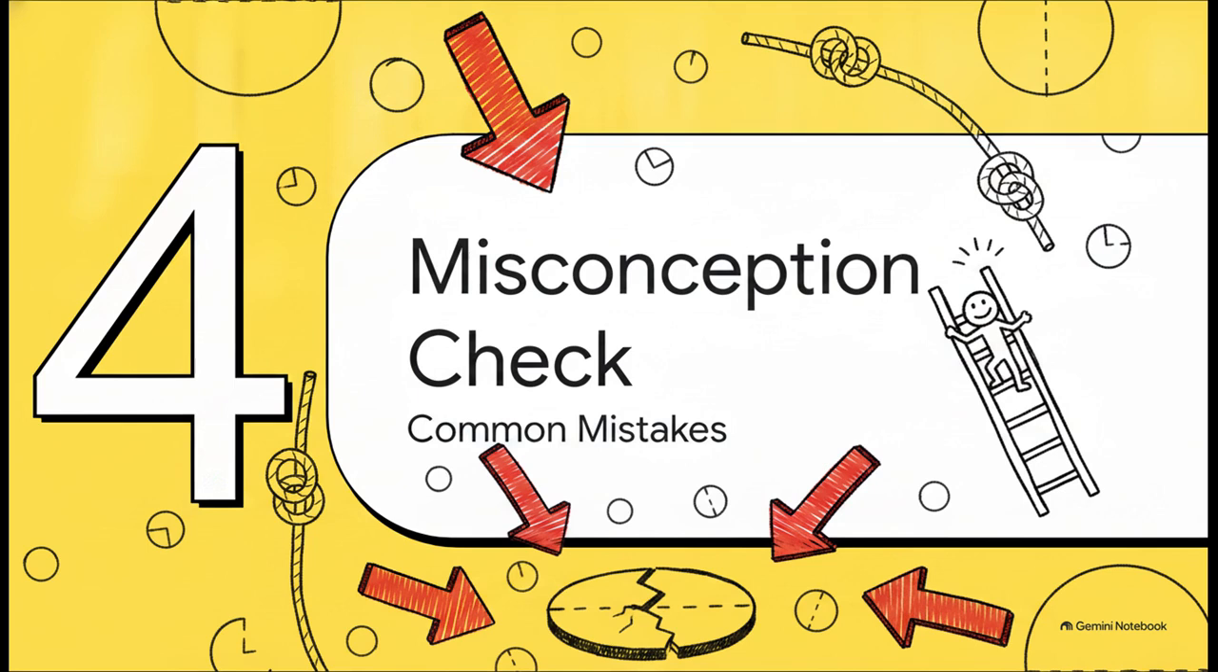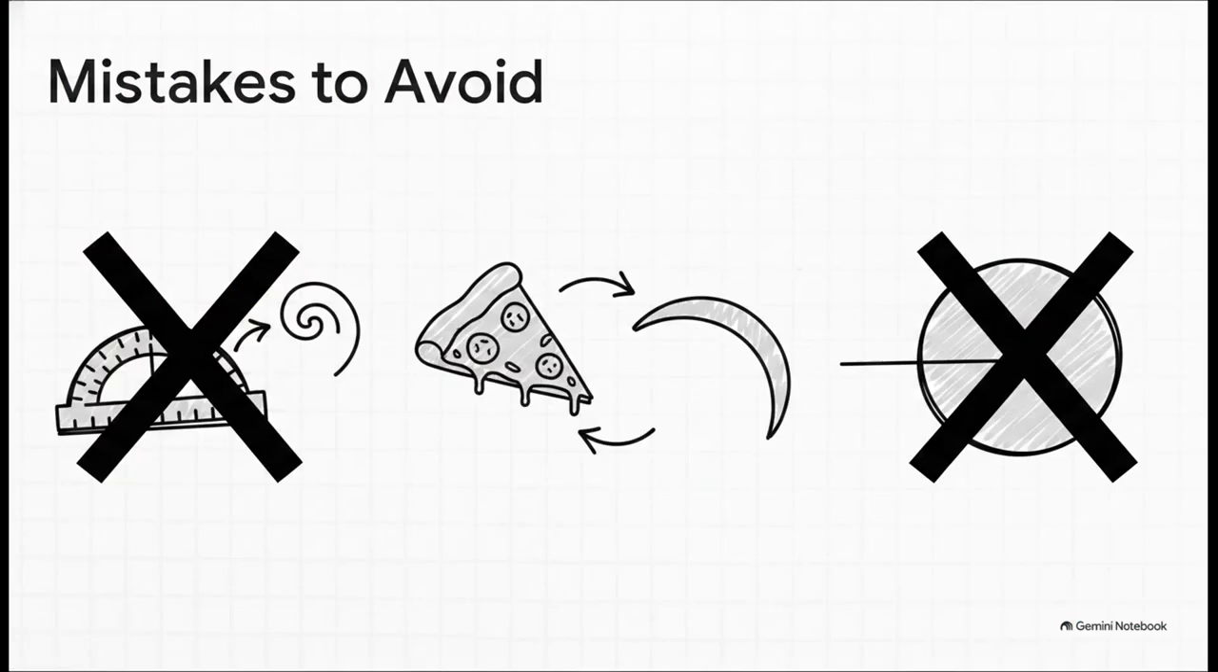Part 4, misconception check. Let's look at some common mistakes. Let's be real. It's easy to make a small error here. The absolute most frequent mistake students make is simply forgetting to square the radius when calculating sector area. You get so hyper-focused on the fraction that you just multiply by r instead of r squared.